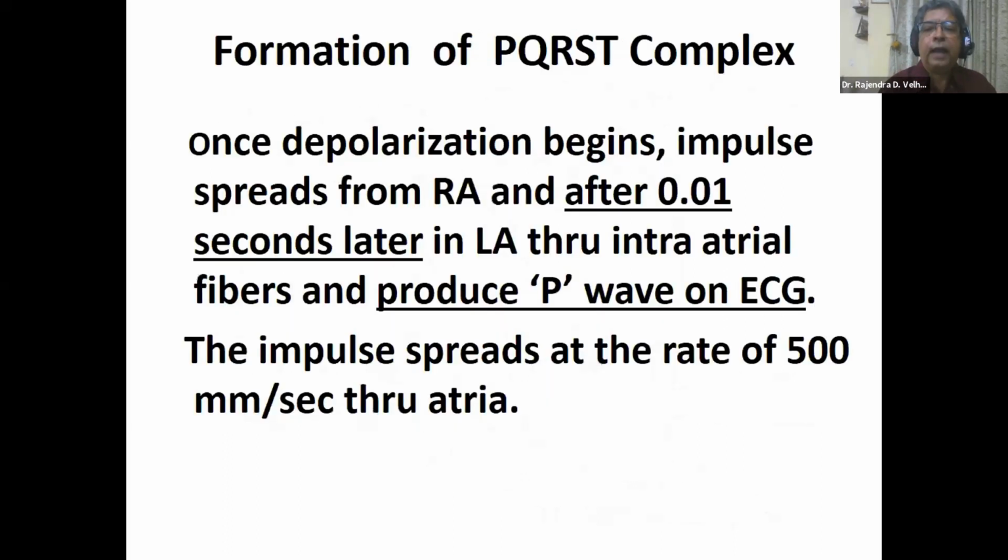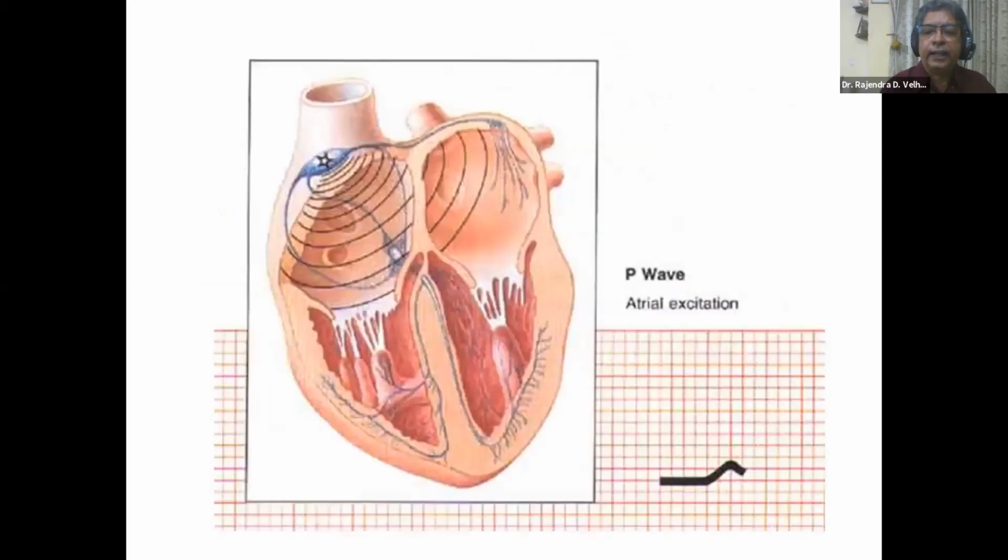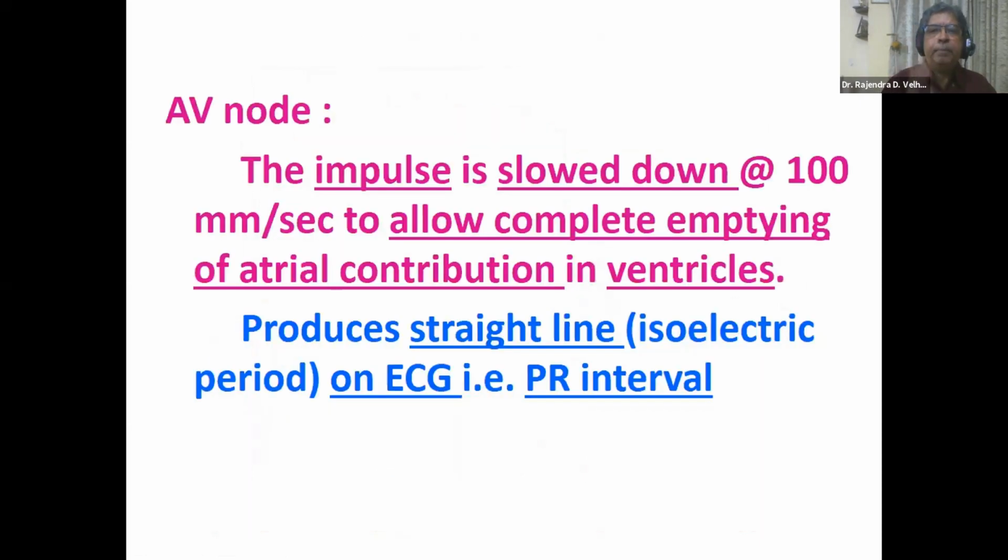So the atrial excitation will produce the P wave on the ECG, with the first half produced by the right atrium and the second half by the left atrium. Now, once the impulse reaches the AV node, the speed of the impulse is brought down to 100 millimeters per second.